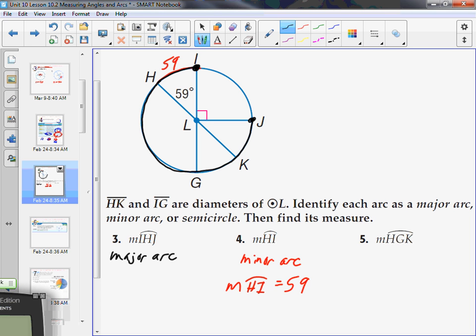Now, its measure. I could piece together the measures of all those arcs, but you know what's easier? If I start at I and go all the way around the circle and end up at I, that's how many degrees? 360. So couldn't I just subtract that part out from 360? Yeah, that's a 90-degree arc, isn't it? Because the central angle's 90, so the arc's 90. So 360 minus 90 equals 270, so the measure of arc IHJ is 270.